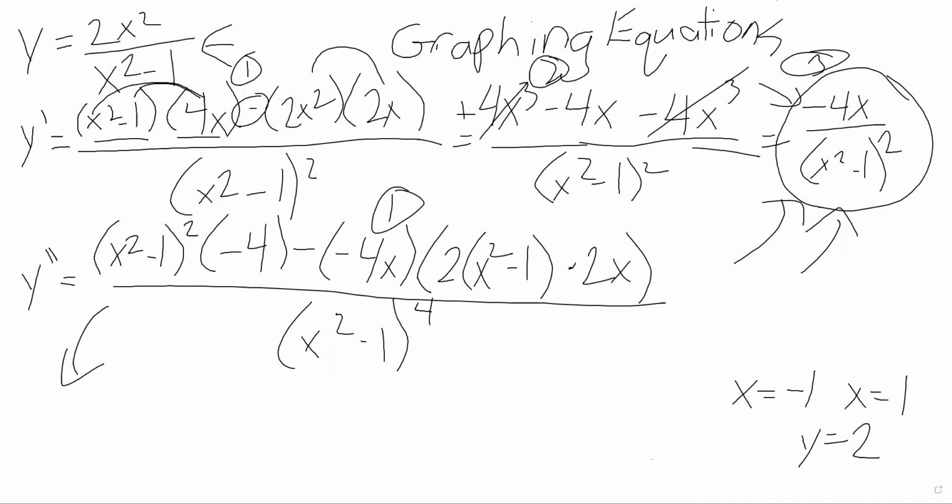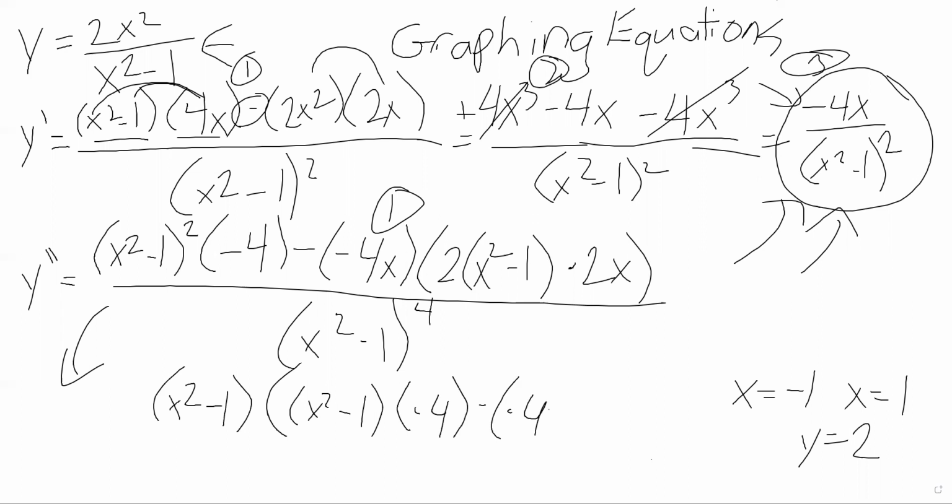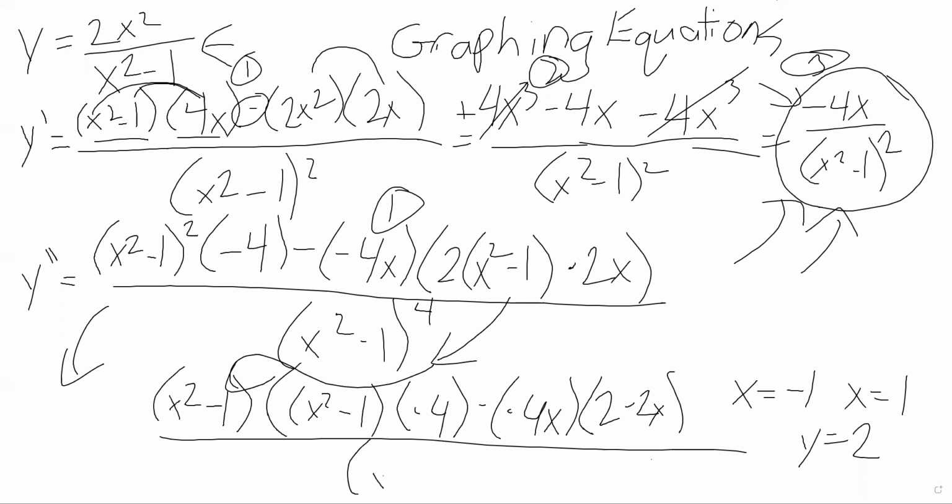So the way that it would work is on the top, it would pull the x squared minus 1 out. That's kind of like taking a greatest common factor and pulling it out. So then you'd be left with another x squared minus 1 times negative 4 minus negative 4x times, remember, if we pulled this out, so this got pulled out to here, we're just left with 2 times 2x. And then that's all going to be over x squared minus 1 to the 4th. And we'll see that this can cancel out with one of these to leave us with the 3.